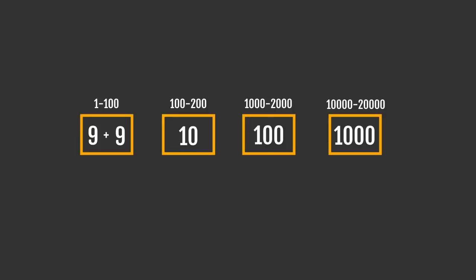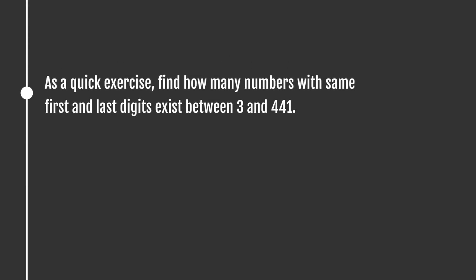So, if we are given a range, using these observations, we can simply find the count of such numbers from 1 to lower limit of the given range, and subtract it from the count for 1 to upper limit of that range. As a quick exercise, find how many numbers with same first and last digits exist between 3 and 441.